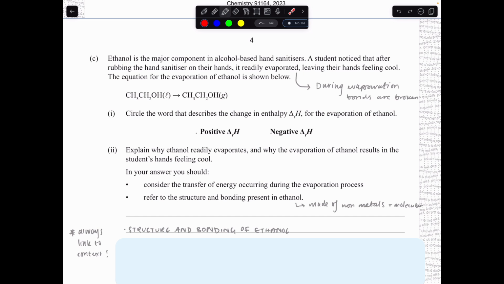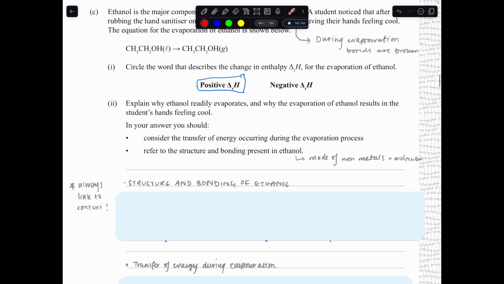Well, I gave you the answer. Let's see if you can work it out. What did you get? Well, the correct answer is that it's a positive delta H. Anytime it's a positive delta H, it refers to an endothermic reaction where energy is going into the bonds to break them. So well done if you got that. Better luck next time if you didn't.